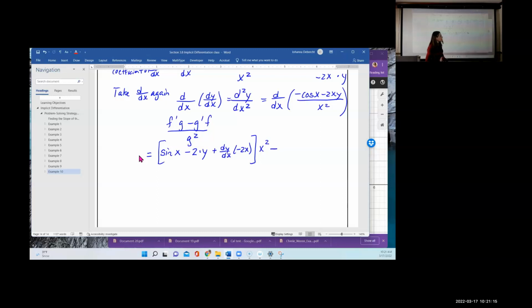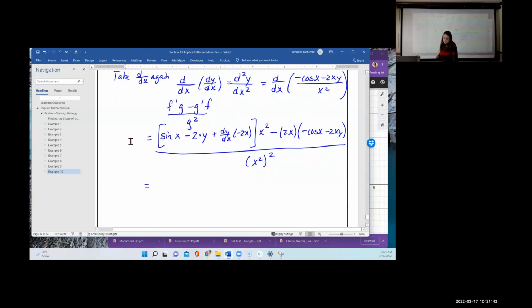And we have a minus. And now I have the derivative of the denominator, which is 2x. And it gets multiplied by the numerator, which is negative cosine of x minus 2xy. And all of this gets divided by x squared squared. Now, x squared squared is x to the fourth.